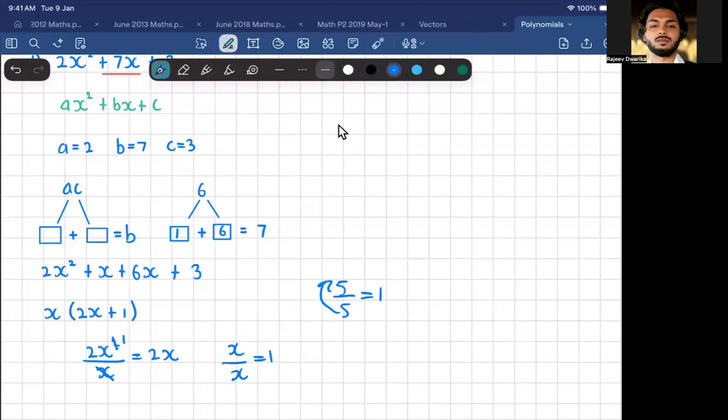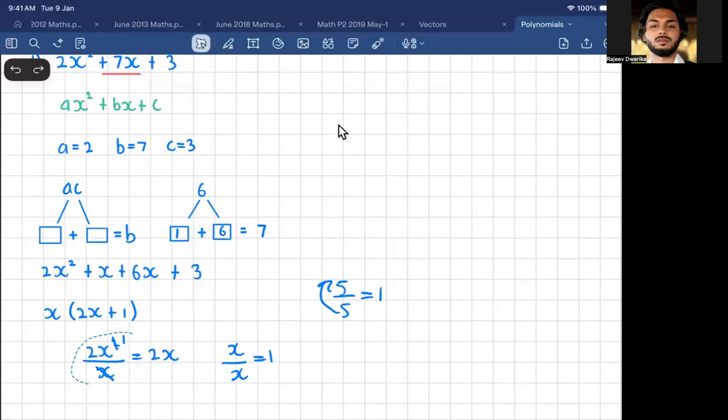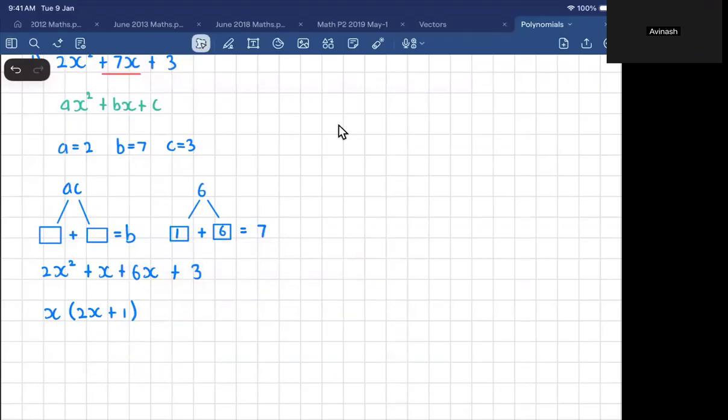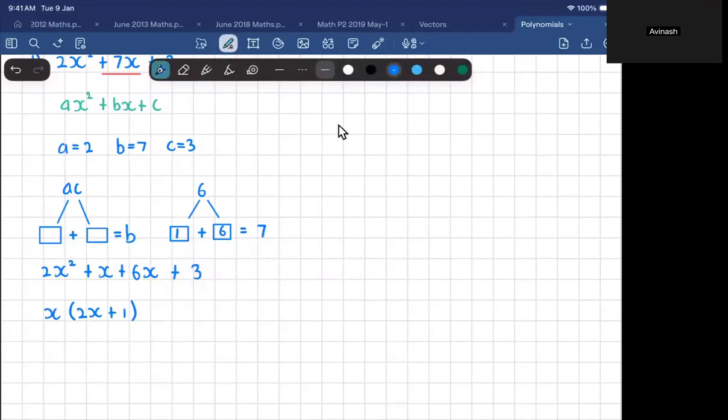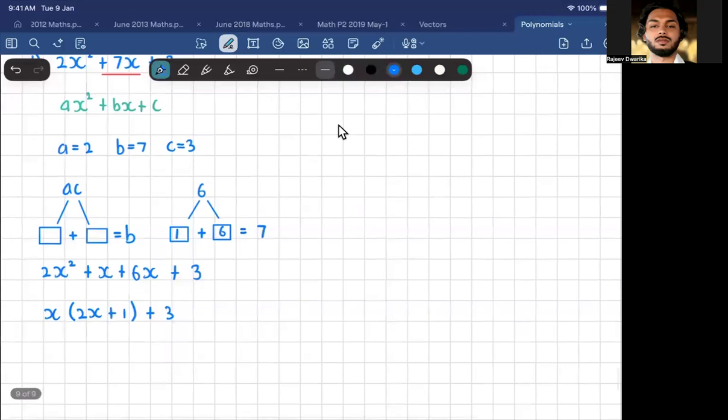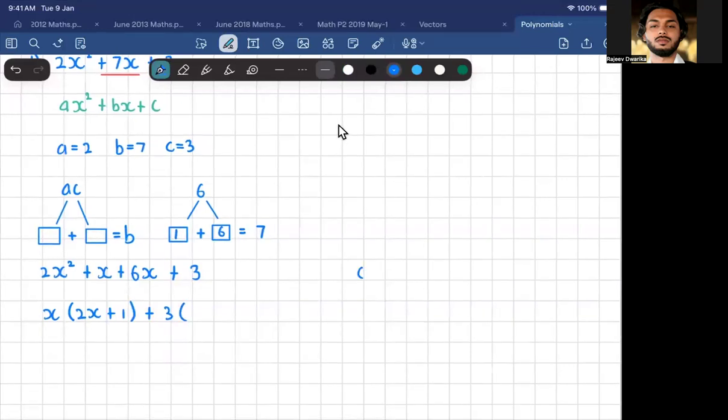1x. Nice. Now we're going to look at the other half of the expression, which is the 6x plus 3. Are there any common factors between 6x and 3? Yes. So we could factor out 3. If I factor out 3 from 6x, that's going to mean 6x divided by 3. 3 into 3 is 1, 3 into 6 is 2.